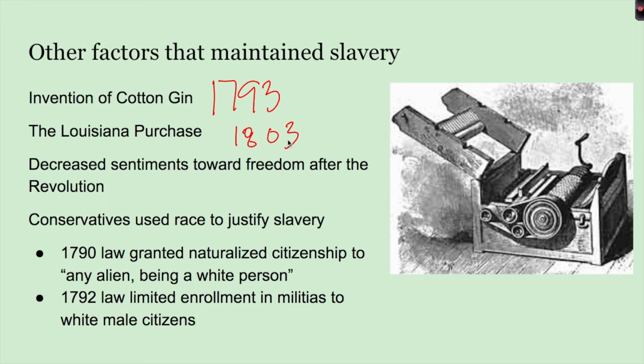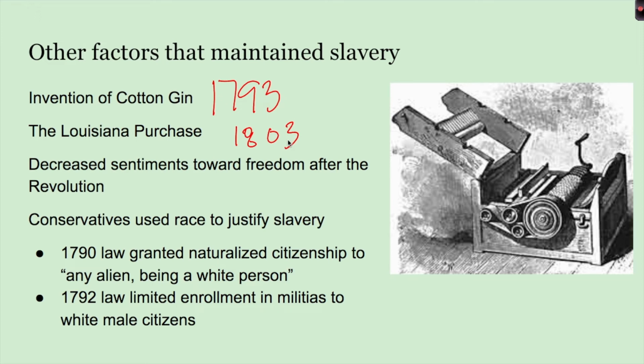Also, after the American Revolution, those sentiments towards liberty and freedom for African Americans start to fade over time. We're also going to see the mindset of conservatives in this time using race to justify slavery. We're going to see laws coming from Congress, such as the 1790 law that granted naturalized citizenship to, quote, any alien being a white person.